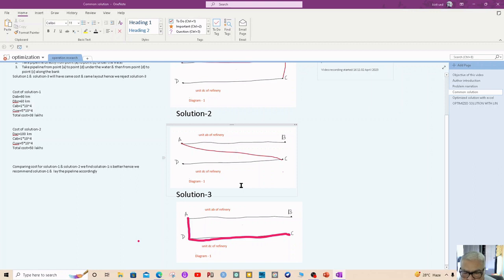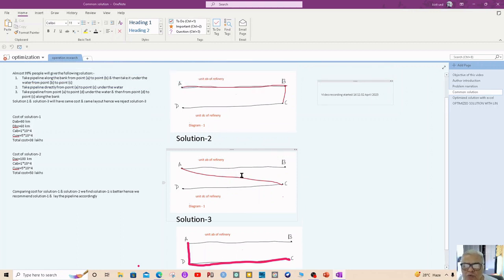Solution 3: instead of taking it from A to B and then B to C, take it from A to D underwater and D to C along the bank. However, we find that cost-wise solution 1 and solution 3 will be the same. Hence, we reject solution 3.